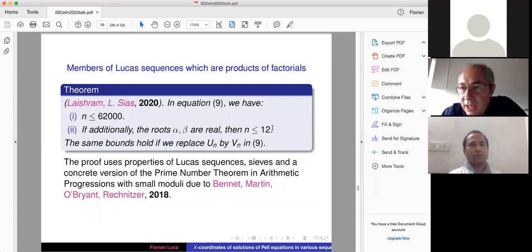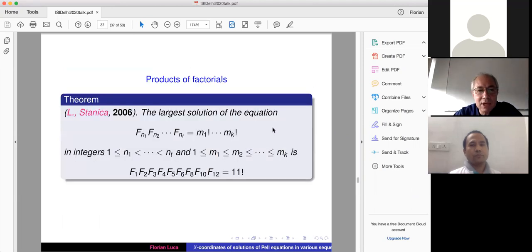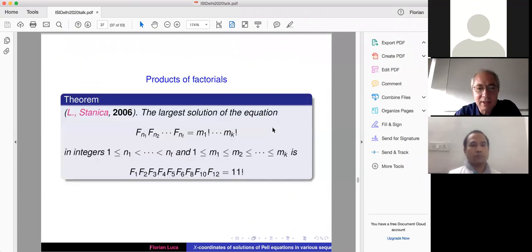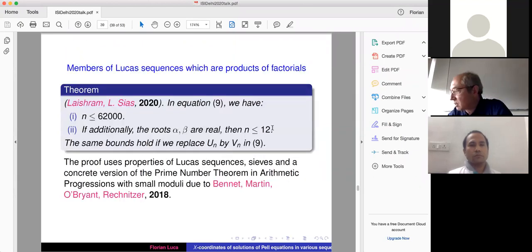In the case of the x-coordinates of Pell equations, the x-coordinate of a Pell equation is really this sequence, alpha to the n over beta to the n. You have to divide by the number 2, but then you can put the number 2 on the right-hand side, and 2 is 2 factorial, so it's the same thing, really. So because of that, we could, as a byproduct of our argument, show that if the x-coordinate of a Pell equation is a product of factorials, is a factorial, then n is equal to 1. If it is a product of factorials, and if the Pell equation has plus or minus 4 on that side, we get a few sporadic solutions.